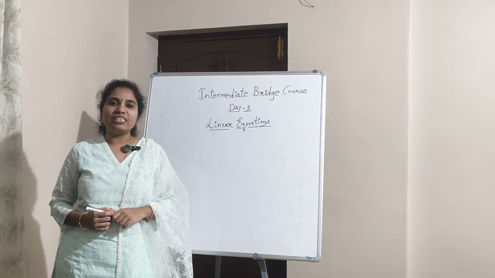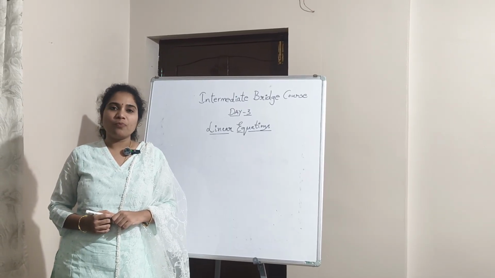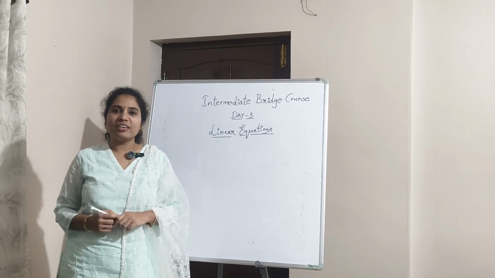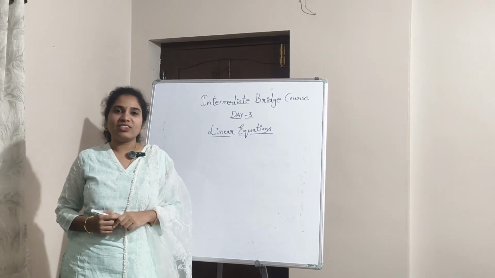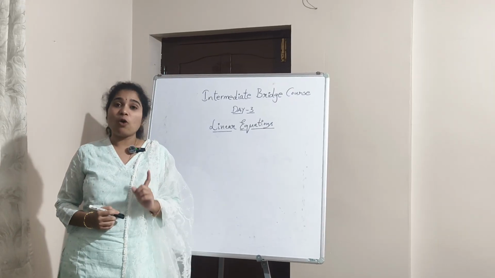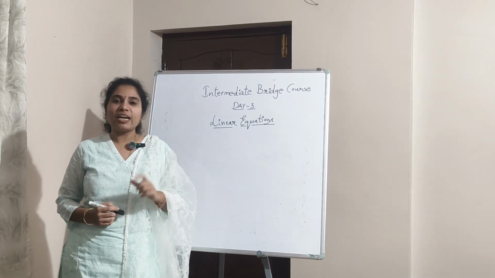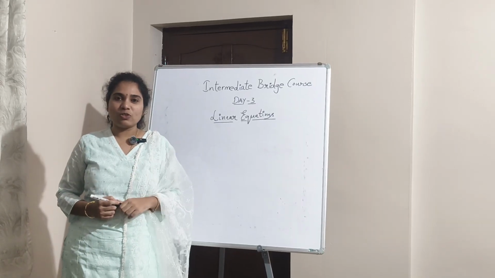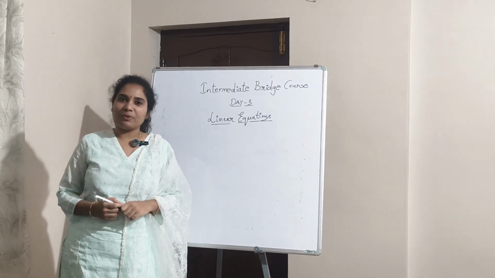Welcome to day 3 of the Intermediate Maths Bridge course. On day 2, what have we studied? We have studied 4 important identities. I promised that we'll solve another identity, that is (a plus b plus c) whole square. As promised, today I will explain that.